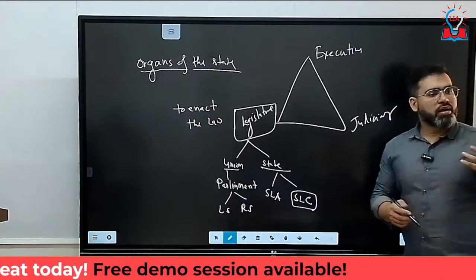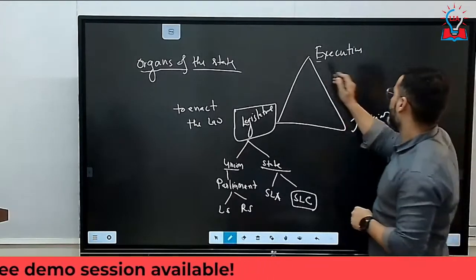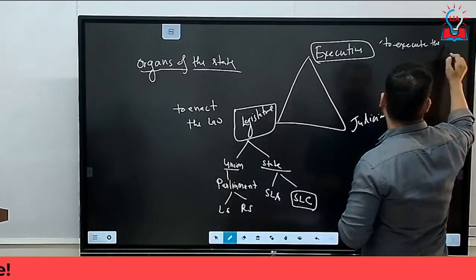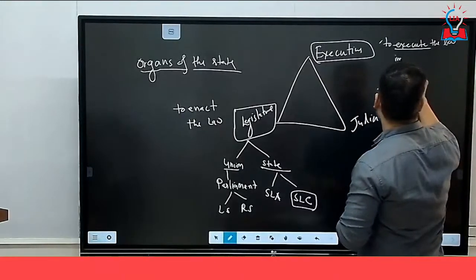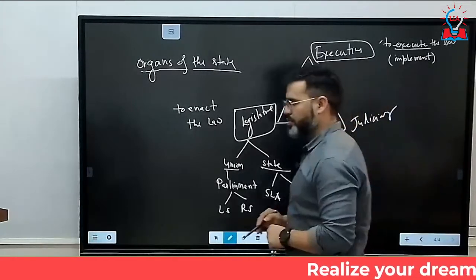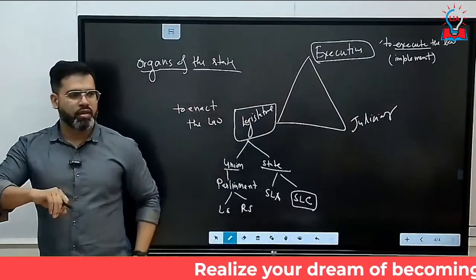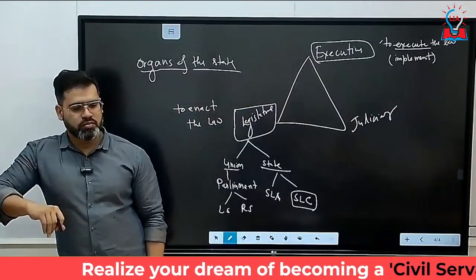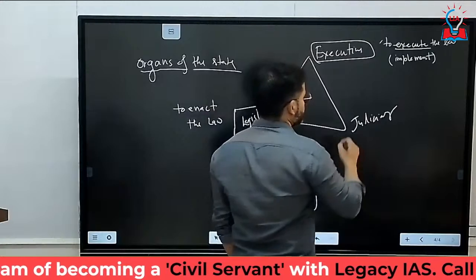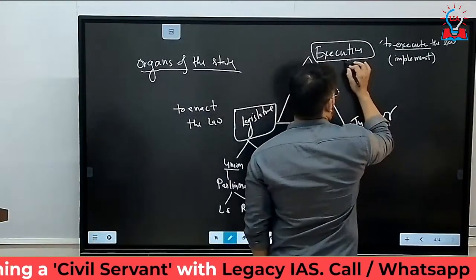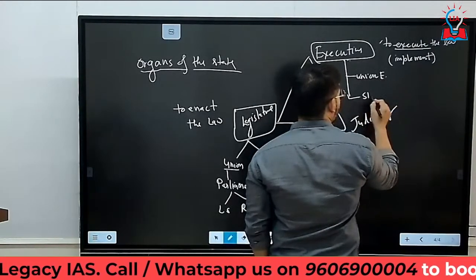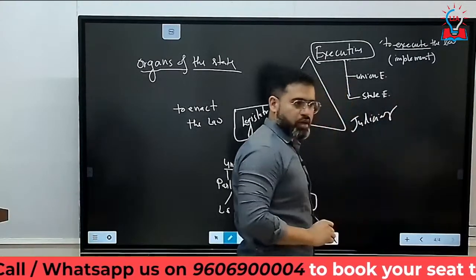Now what is the main work of executive? Execute the law. Exactly, main work is to execute the law. Execute means implement the law. Here again you will get two types of executive: union executive and state executive, state level. Correct?